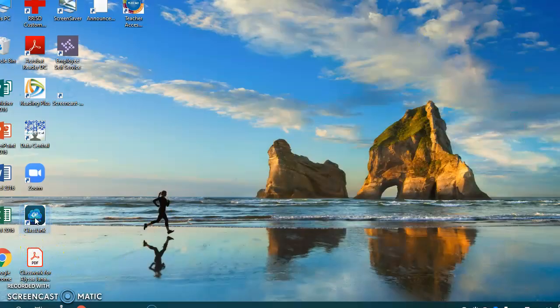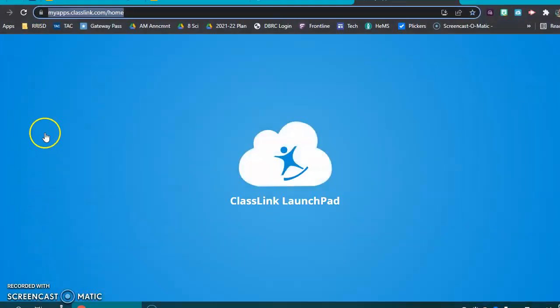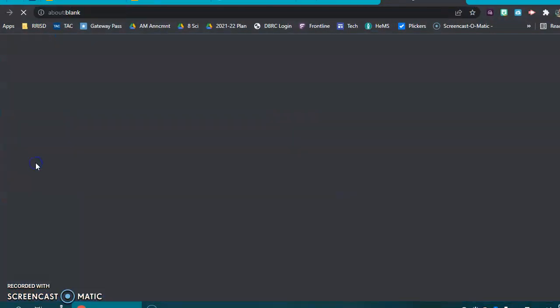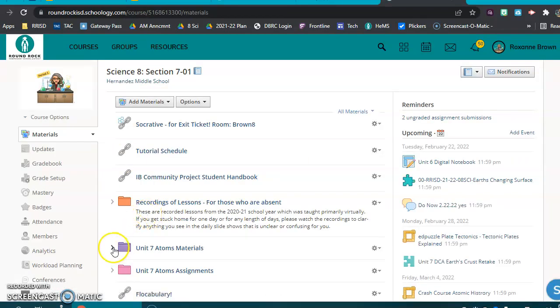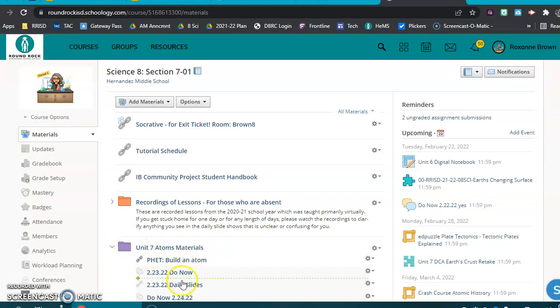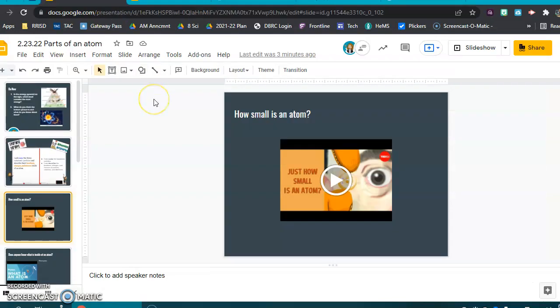So we're going to click on Class Link. You have that same icon. You're going to come over here to Schoology. You're going to click on your session. I'm using my friends from period 1. Now you'll notice there are two new folders. We're going to do the atomic materials, and today's Do Now, and there's where the daily slides are. So you're going to want to watch that daily slide there.